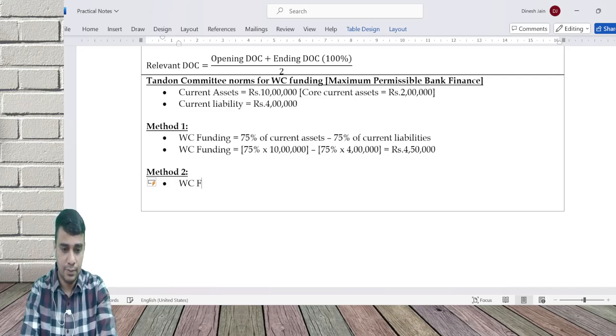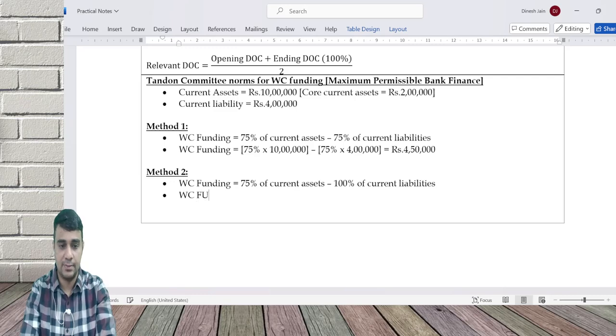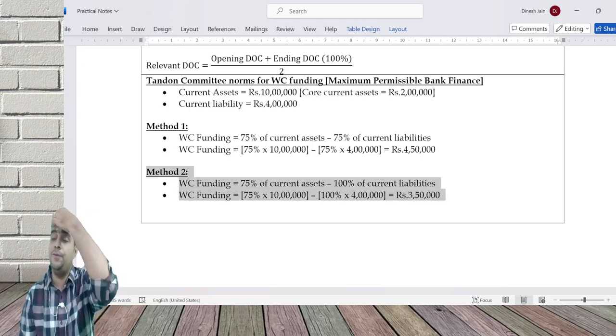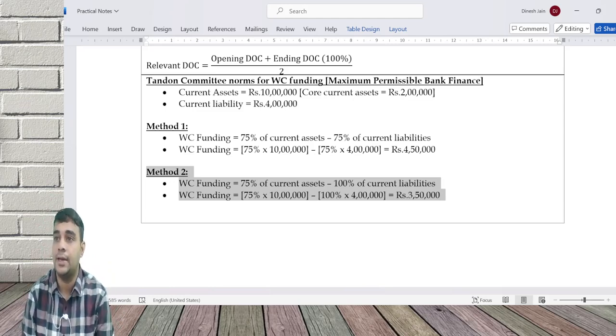Working capital funding is equal to 75% of current assets minus 100% of current liabilities. How much is the loan? Can you calculate the current ratio if you take a short term loan of 3,50,000? That 3,50,000 will form part of current liability. What is the current ratio? Tell me the current ratio. 1.33, and this is what banks think is the ideal current ratio.